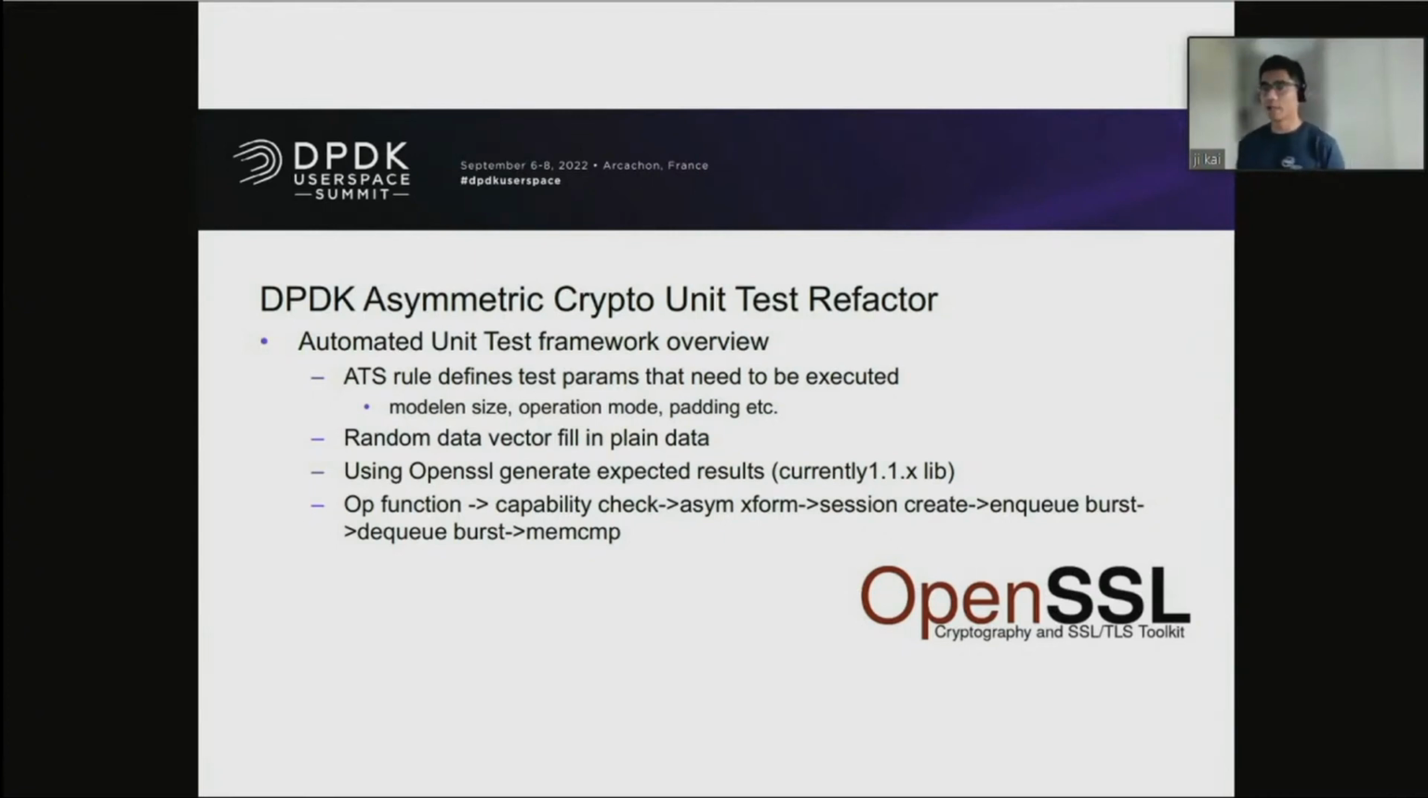A typical op function call flow is: the test op function calls a compatibility check to the PMD to see what capabilities are supported. Then we prepare the asymmetric transform, create a session, and call enqueue burst and dequeue burst. Then we can compare the result in the end.